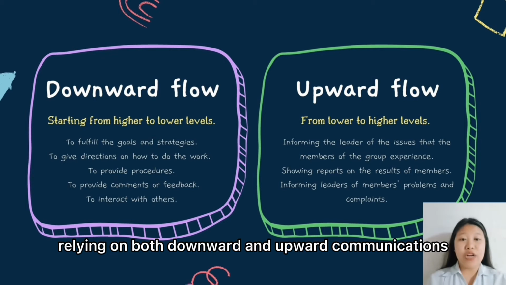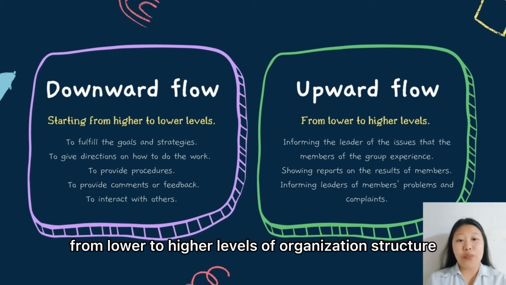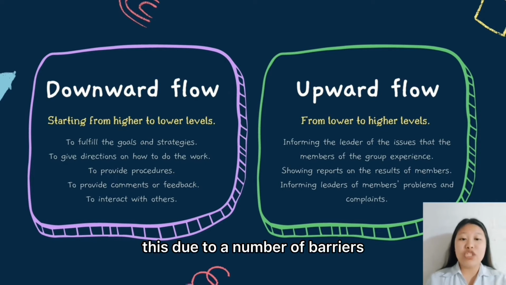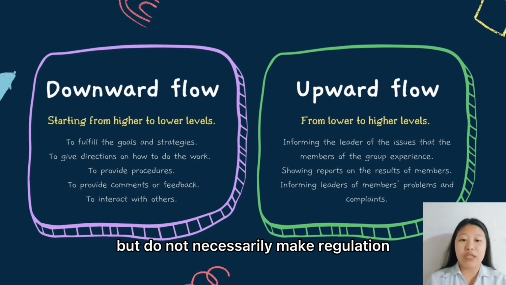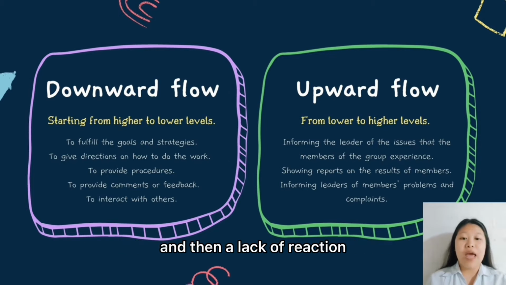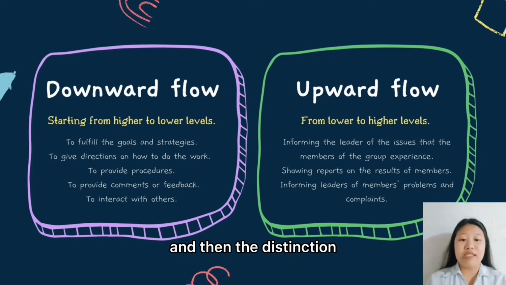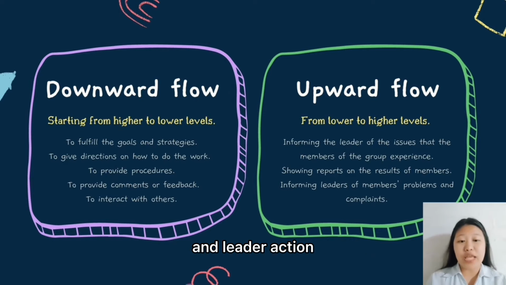In addition, relying on both downward and upward communication in an institution is an ideal strategy for communication. However, information from lower to higher levels of the organizational structure frequently fails to flow as well as it does in downward communication. This is due to a number of barriers, including first, the leader is defensive against acts that do not necessarily meet regulation, and then a lack of reaction from the administration to staff members' communication, and then the distinction between the higher and lower levels, and then lastly, there is an excessive amount of time between the member communication and leader action.